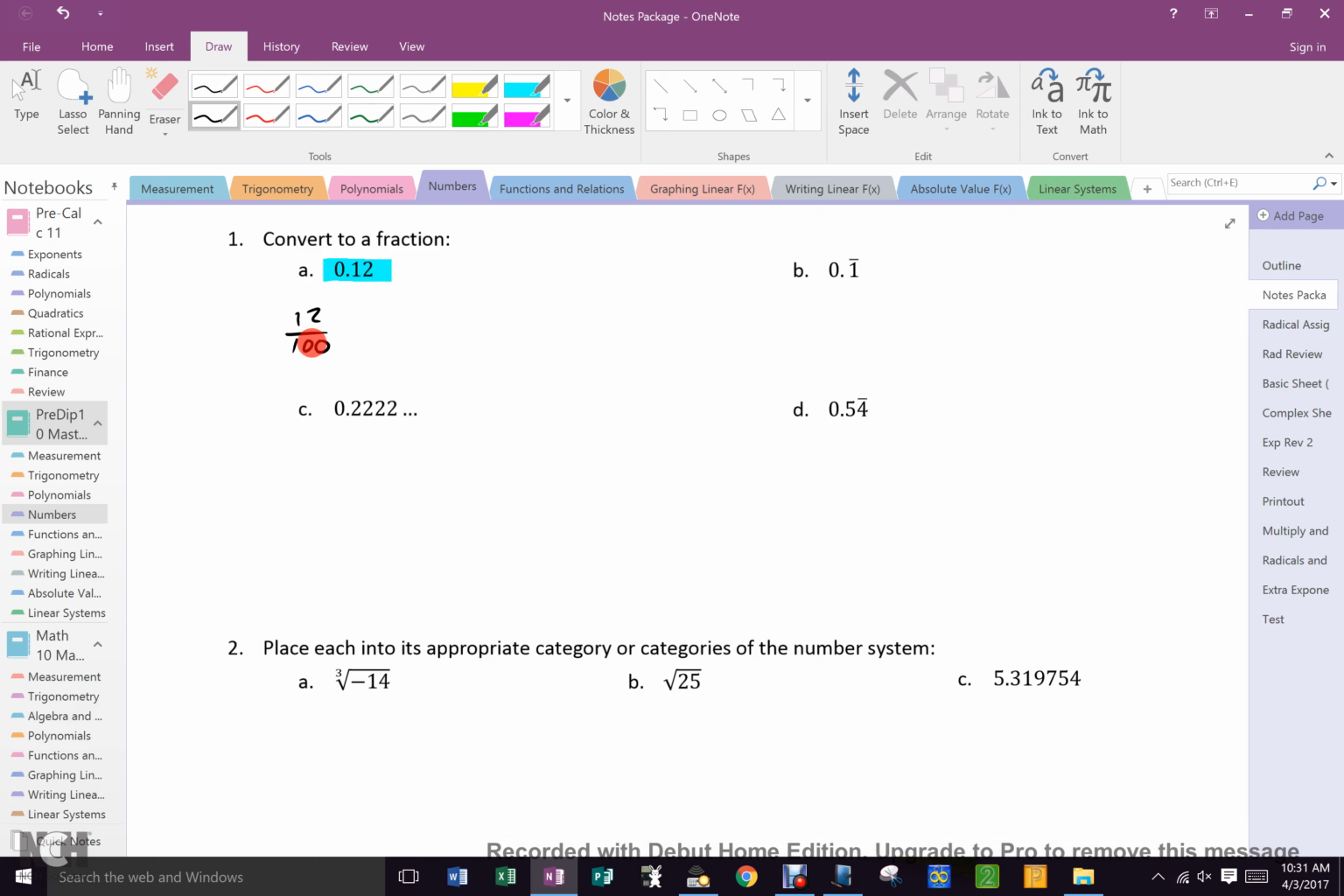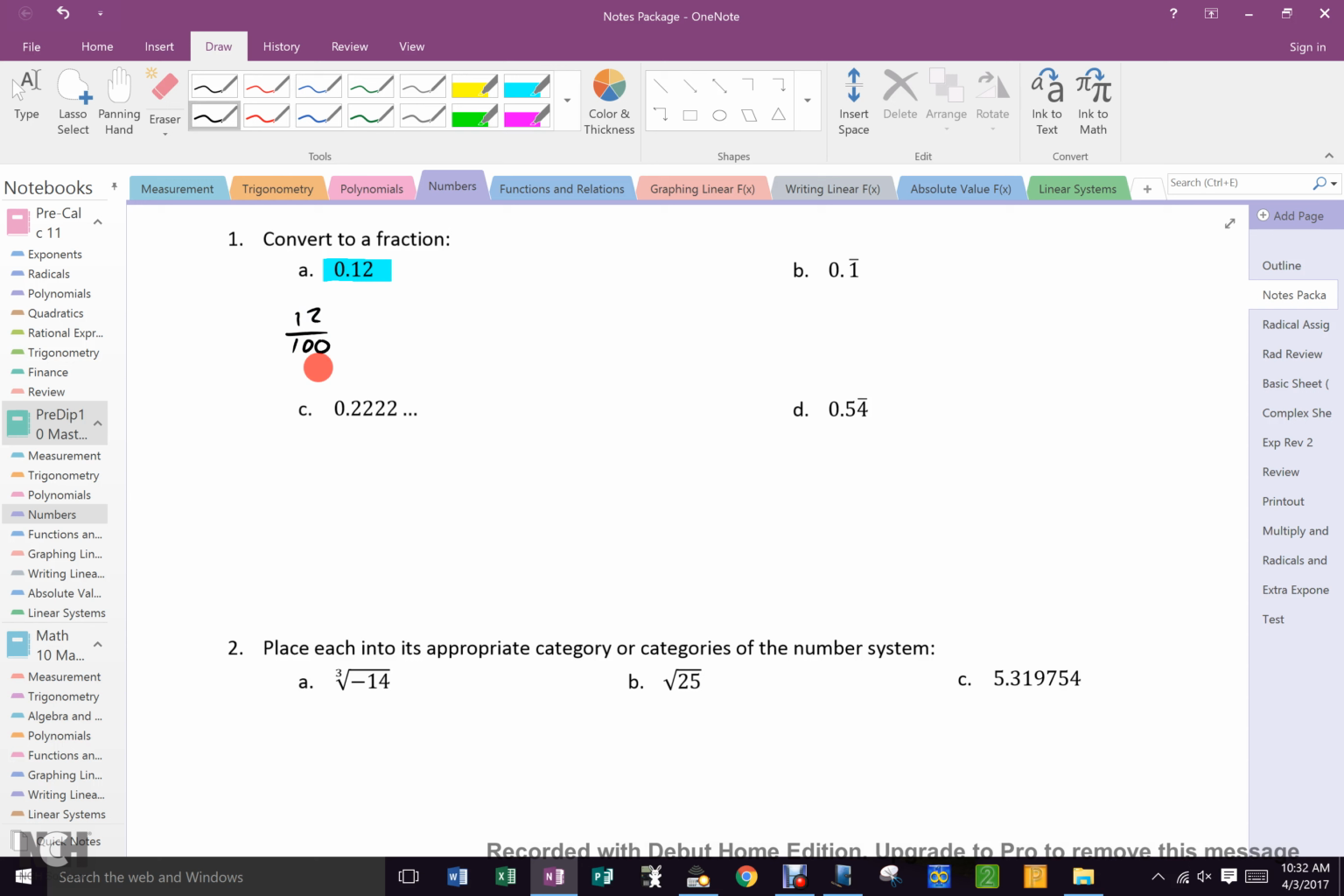There's 3 reasons you could give me right now. Somebody give me one of them. Sam. It ends. 0.12. Stops at the 2. That makes it rational. What else makes it rational? Tavleen. A over B, they're both integers, and B is not 0. Excellent. Cool. What's the third reason that it's rational? Well, that's exactly what Tavleen just said.